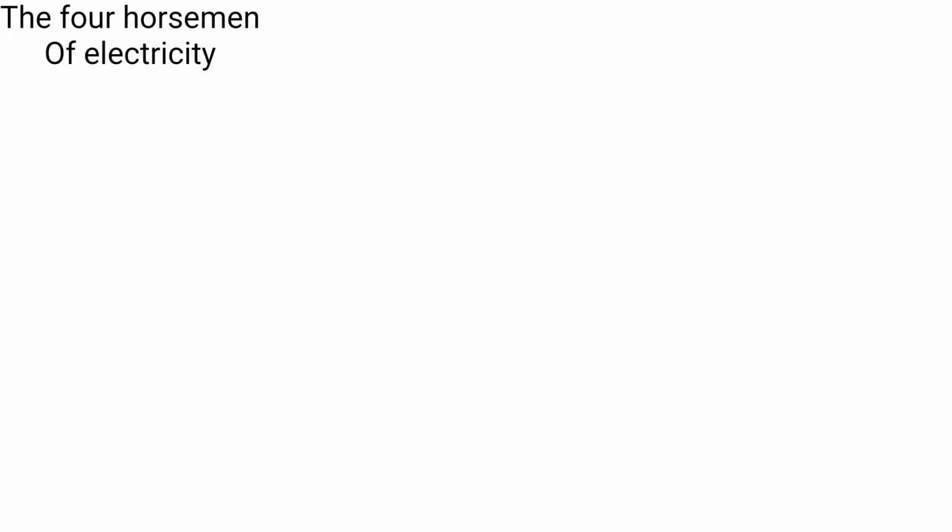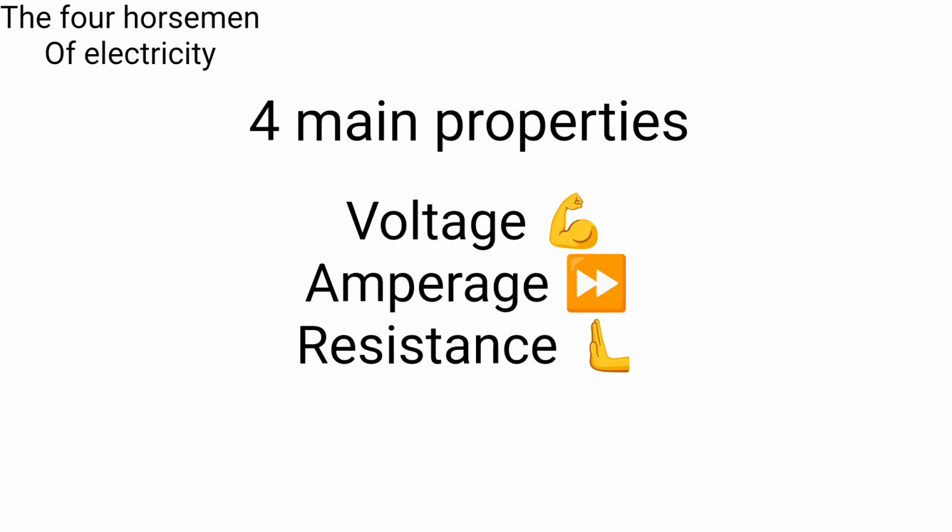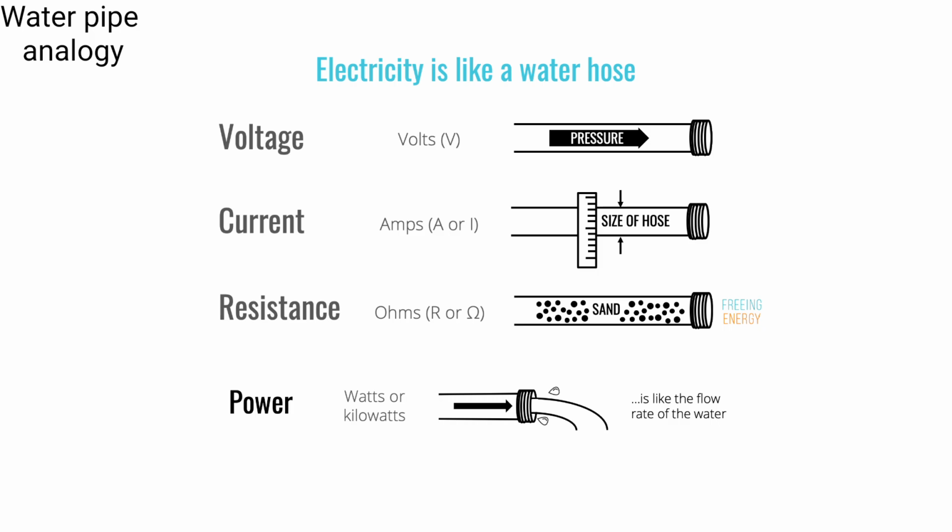Every current in a wire has four main properties: voltage, amperage, resistance, and wattage. They decide how much energy moves through the circuit and how quickly it's delivered. One of the easiest ways to picture this is with a water pipe. Voltage would be represented by the water pressure, or how hard the water is being pushed. The more voltage, the stronger the push.